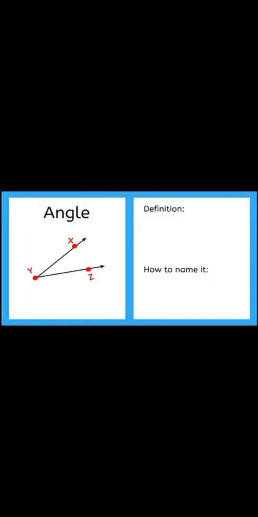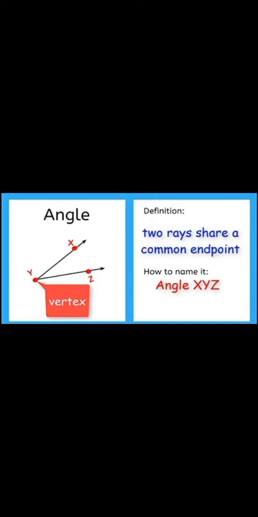The last geometric figure we will talk about in this lesson is the angle. The angle is one of the key figures used in geometry. An angle is when two rays are connected at the same point. The two rays are connected at a common endpoint. This endpoint is called the vertex. A vertex is also a type of point of intersection.